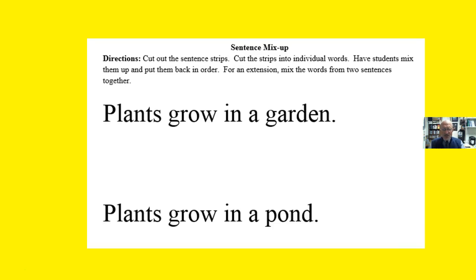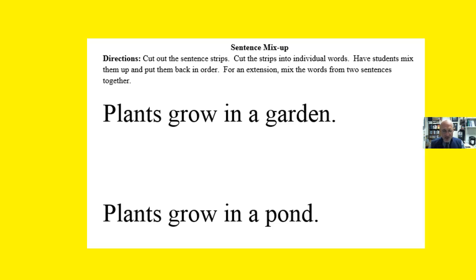Sentence mix-up. This is a paper version, and again, comprehension happens at the sentence level. This is metacognition, thinking about thinking. You have sentence strips here. You cut them out and cut the sentence strips into individual words, mix them up, and students have to put them in order. And again, cognitive process, thinking about thinking, does this make sense?